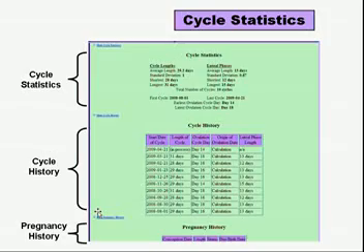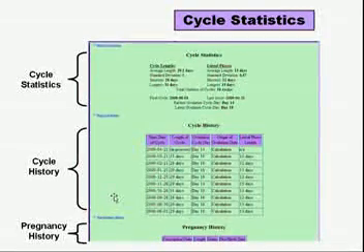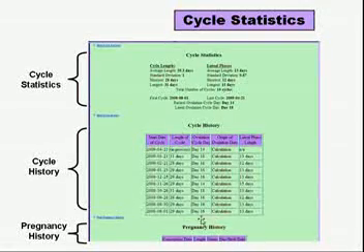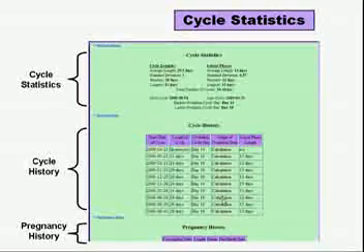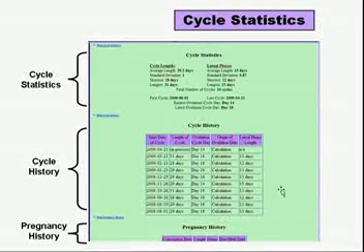Further down on the page, you'll find your pregnancy history. If you've recorded any pregnancies in the MyFertilityCharts system, these will be itemized and described in a table very similar to the cycle history which is shown up here. It will be present down at the bottom of the page though.